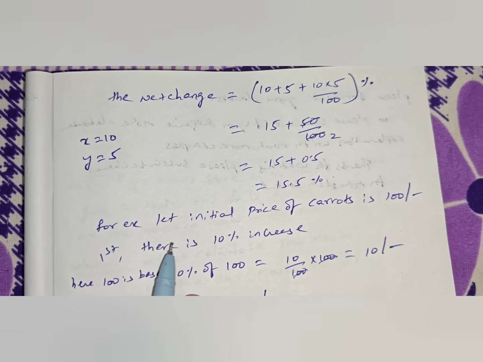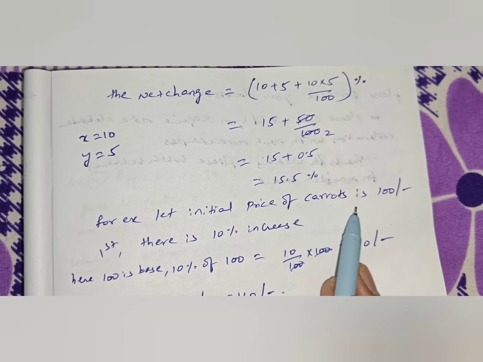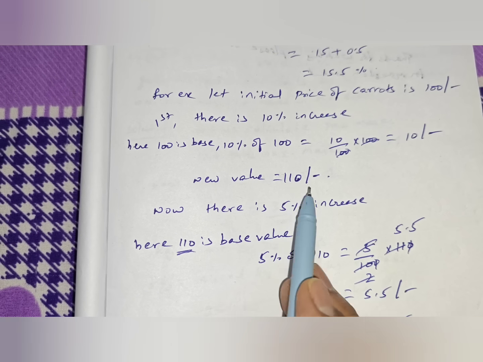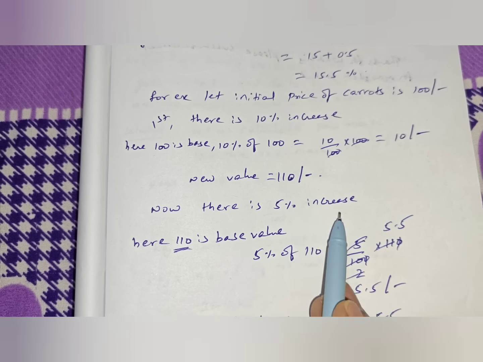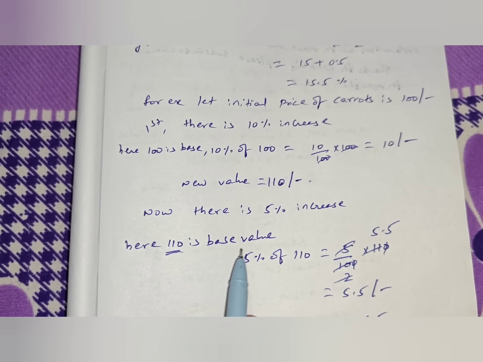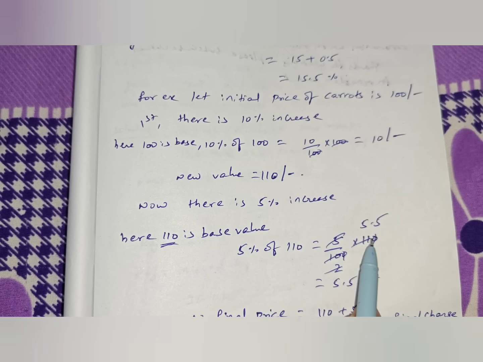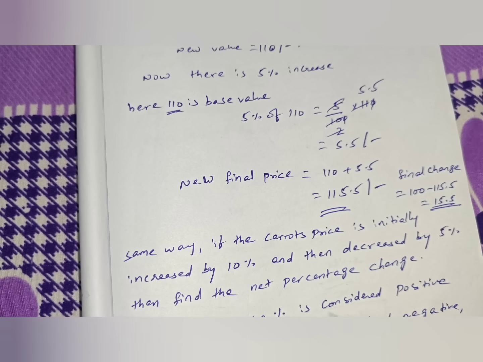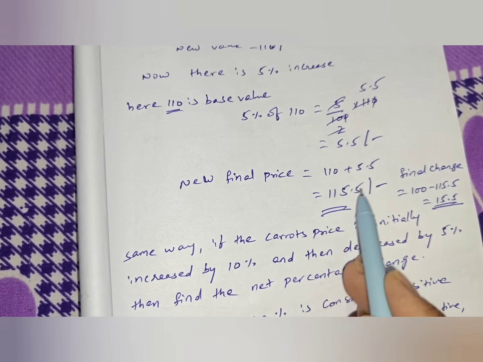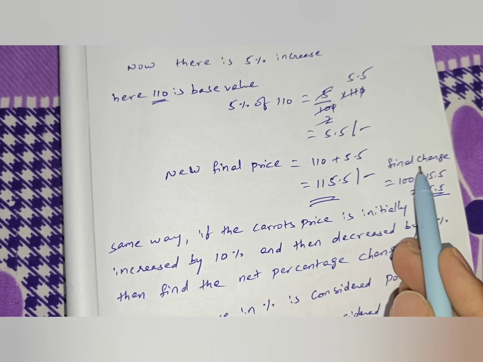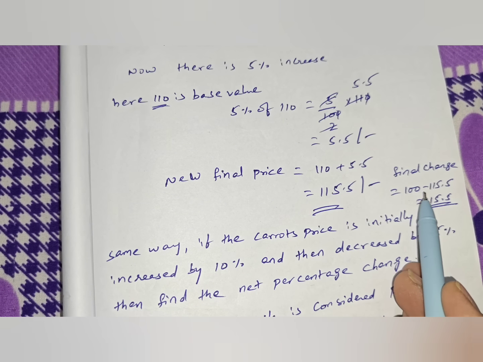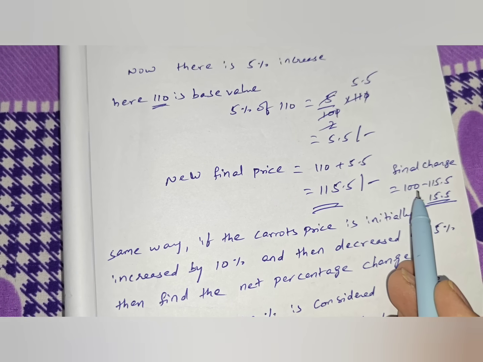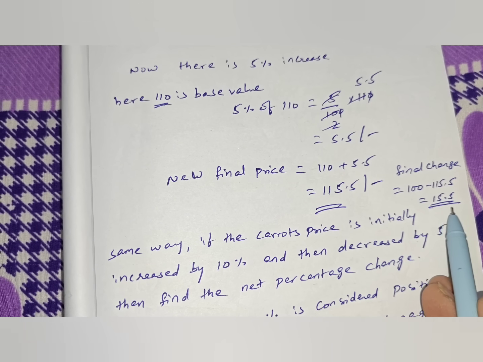First, there is a 10% increase. So 10% of 100 is 10. So the new value is 10 plus 100, which is equal to 110. Now there is an increase of 5% on the value 110. Here the base value is 110. So 5 percentage of 110, by doing the calculation, we get 5.5. So the new final price is 110 plus 5.5, which is 115.5. So the actual change is 115.5 minus 100, so it comes to 15.5. It is the same as the earlier calculation.